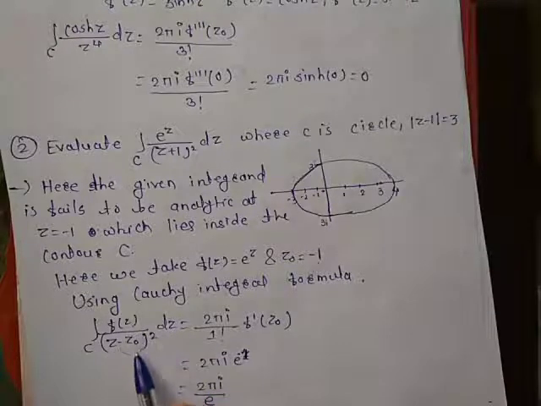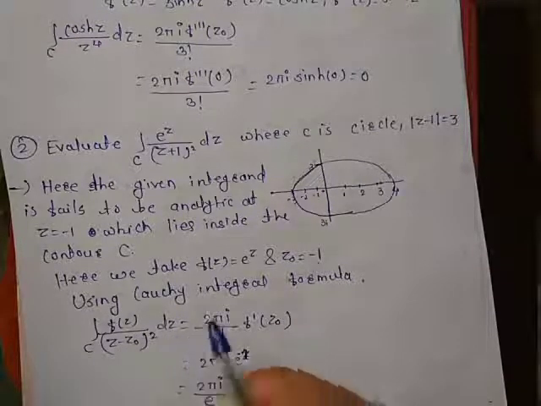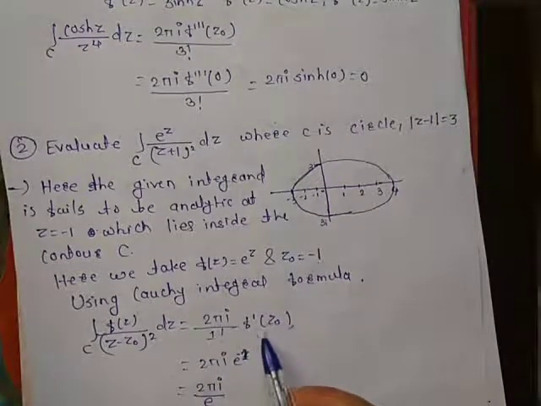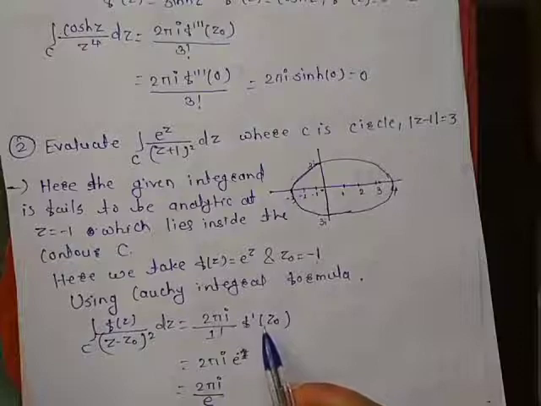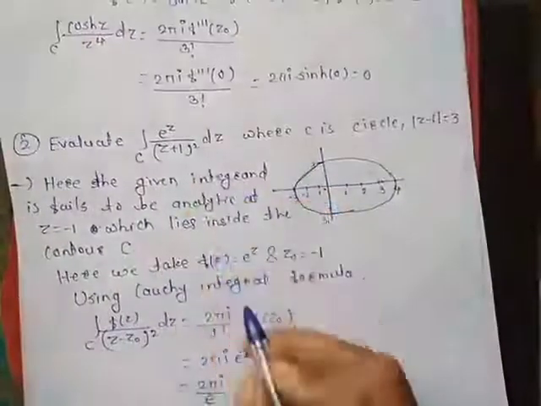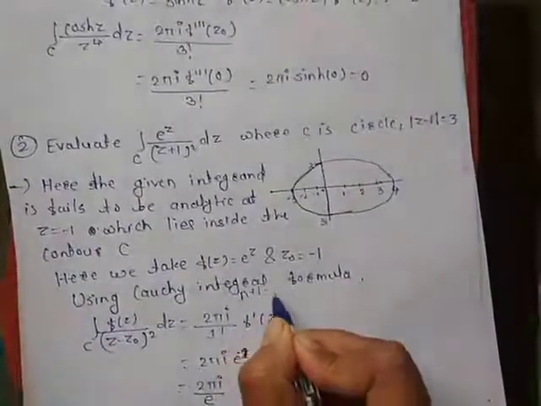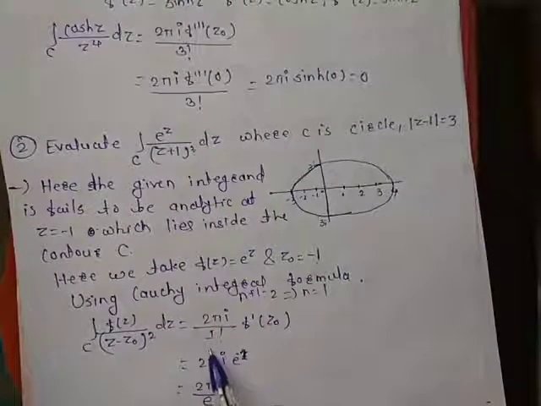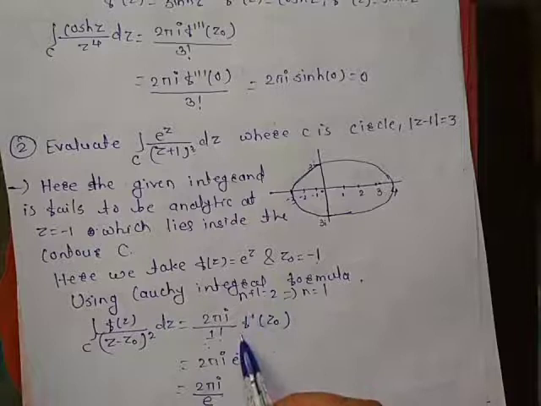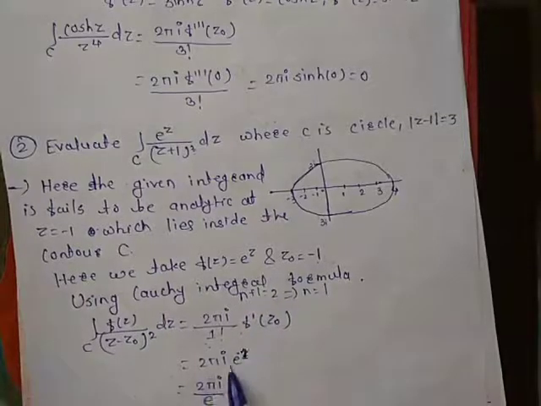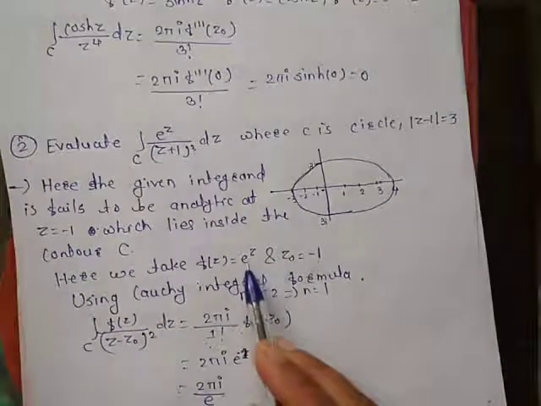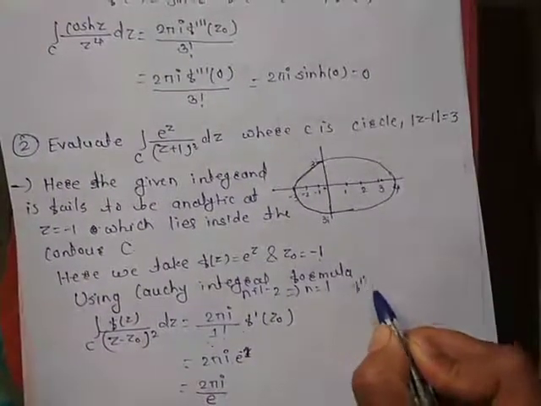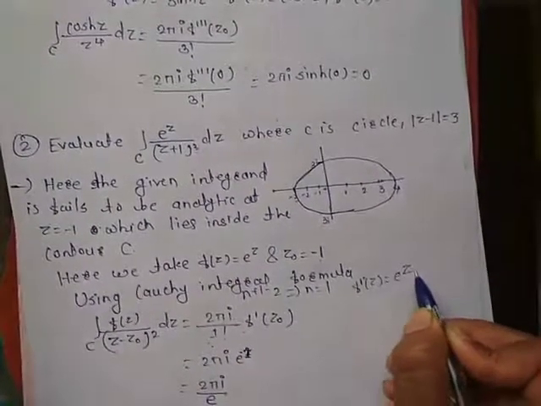the integral of f of z upon (z minus z0) squared dz equals 2 pi i upon 1 factorial times the first derivative at z0. How is this? See, here n plus 1 equals 2, which implies n equals 1. So here n equals 1 and we will take the first derivative. So 2 pi i times, here f of z is e raised to z, so f dash of z is e raised to z.